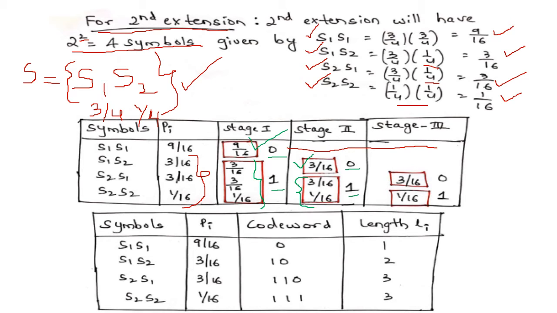In stage 2, the first group has only one element, so further subdivision is not possible. Whereas in the second group we have 2 elements. Therefore 3 by 16 will be in the first group and 1 by 16 will be in the second group. First group will be assigned 0, second group will be assigned 1. So the subgrouping is done till no further division is possible.